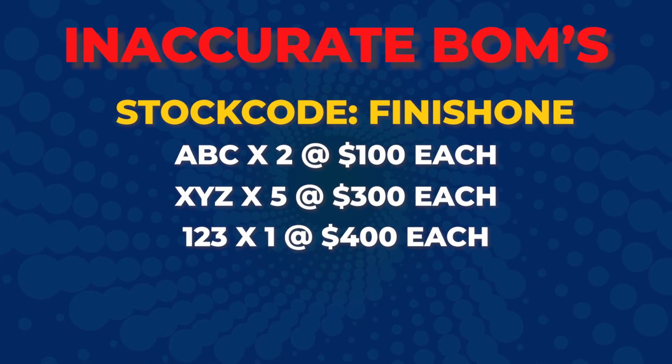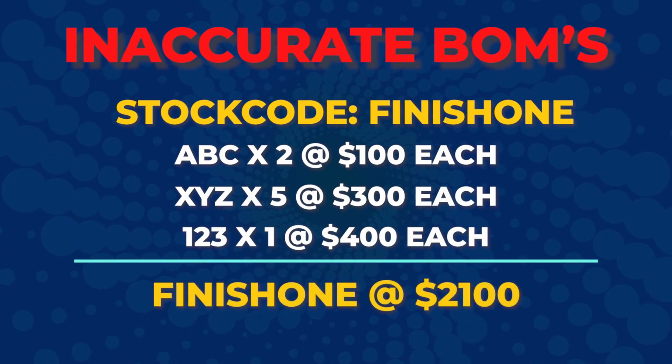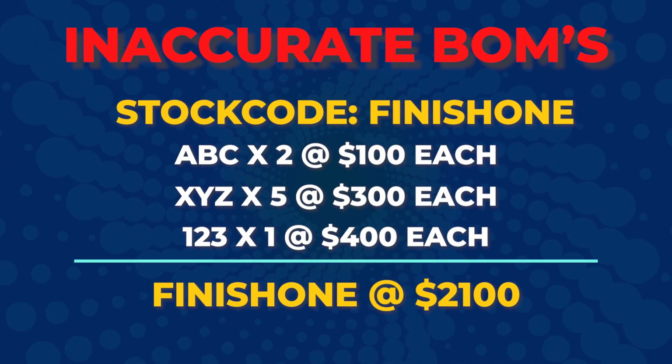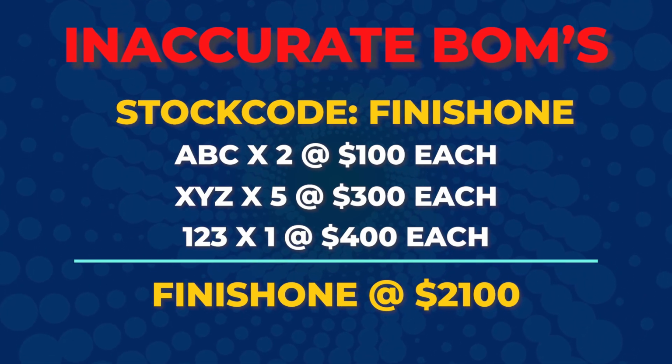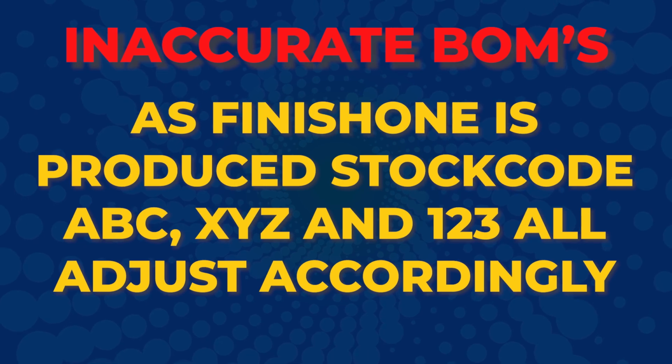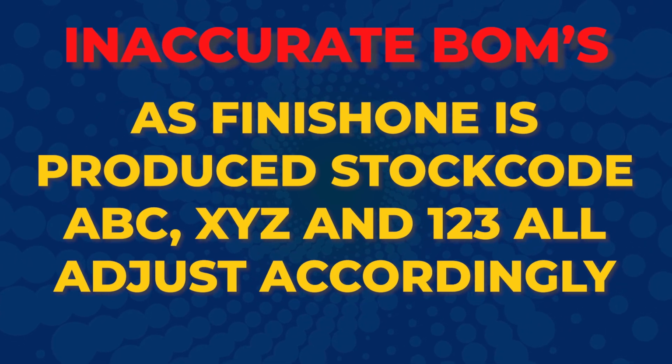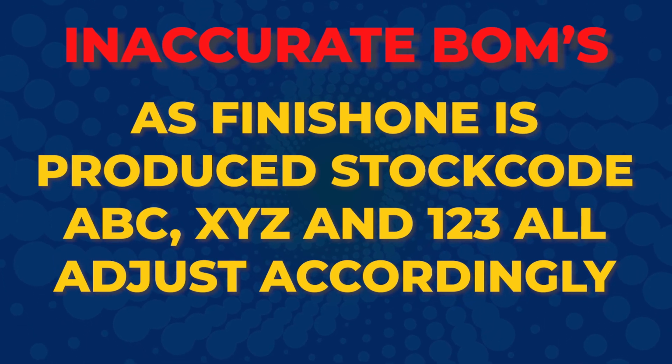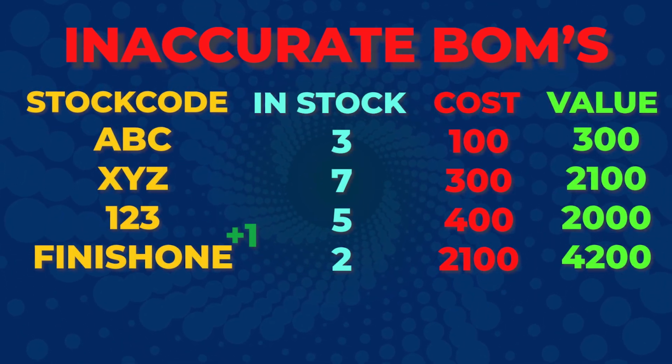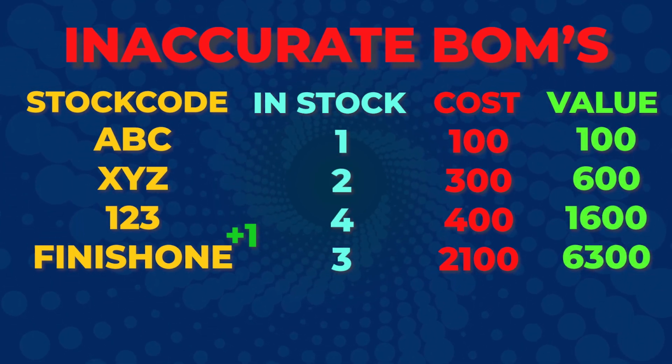When finish 1 is manufactured, it should create 1 new stock code of $2,100 worth of cost, being the $200 for ABC, the $1,500 for XYZ, and the $400 for 123. What should happen in your ERP is all the items that you used to create the finished product will reduce down by the amount that's consumed, and you increase the finish 1 stock item by the 1 unit that has just been manufactured. So you reduce down your inputs and you increase your output.